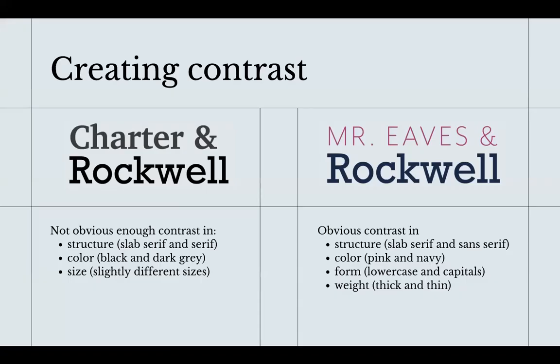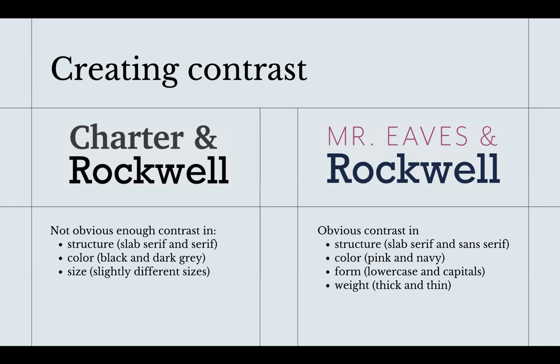First, let's pair Rockwell. On the left, we've paired it with Charter. With this pairing, there's not an obvious enough contrast in structure. We have slab serif and serif, but those two are really similar. We don't have enough contrast in color. We have charcoal and black, and then size. There's slightly different sizes, but not enough to make it obvious.